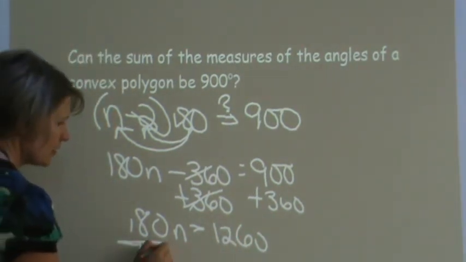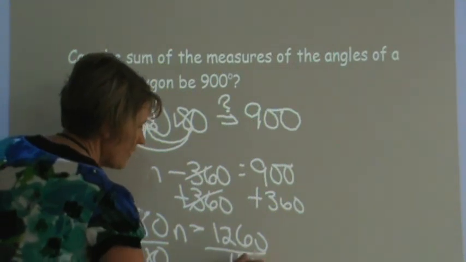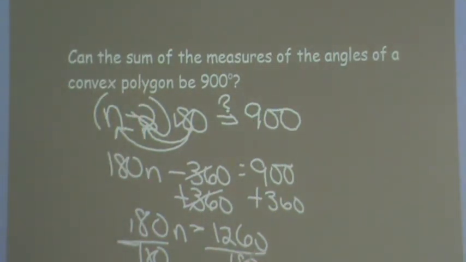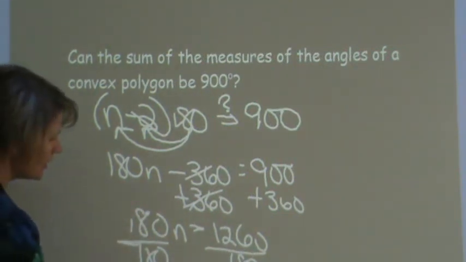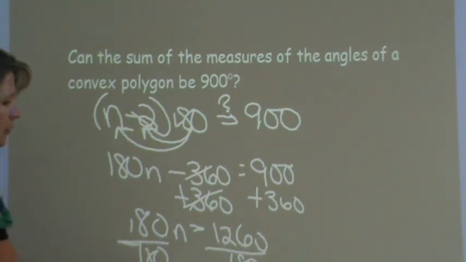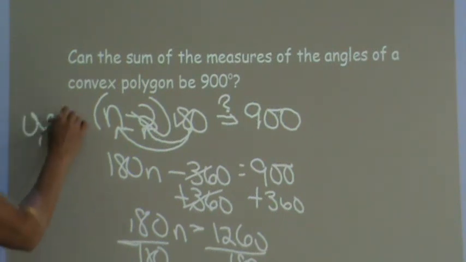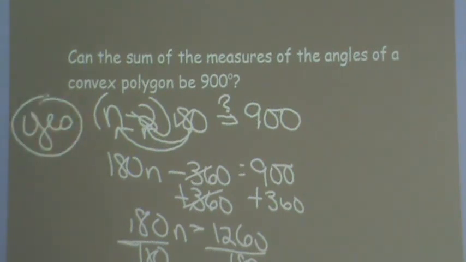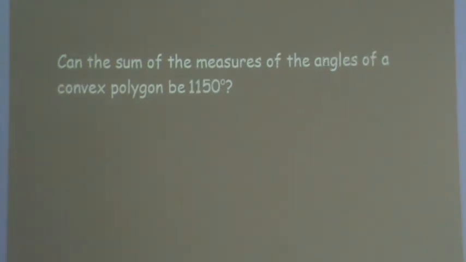Divide both sides by 180. So 1260 divided by 180 is 7. So n equals 7. Again, n equals the number of sides. Can a polygon have 7 sides? Yeah, it can. Heptagon, septagon, whatever you want to call it. All right, so you try that on this one and then call me over, and then that will cover the notes for today.